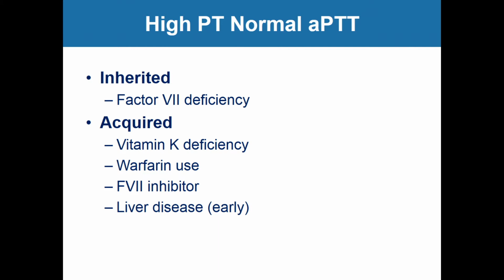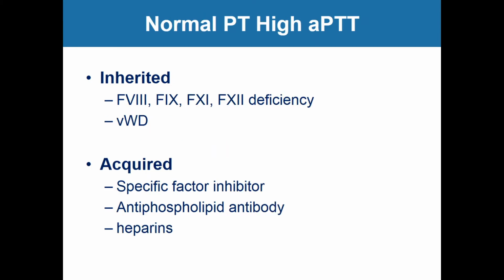For patients who have acquired elevation in the PT but a normal PTT, vitamin K deficiency, an early vitamin K deficiency, warfarin use, a factor VII inhibitor, or early liver disease, such as an early shock liver, the PT will elevate long before the PTT in these situations.